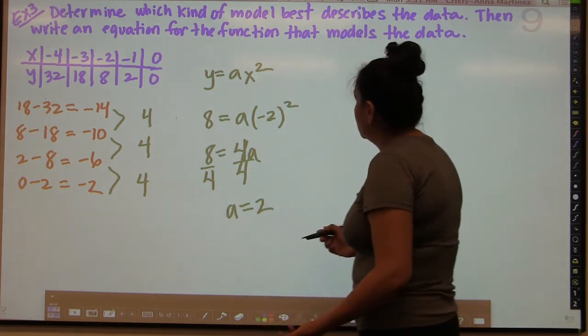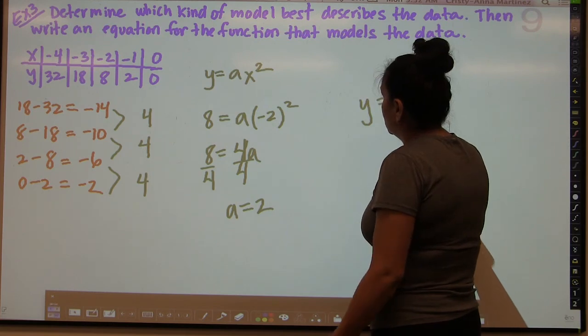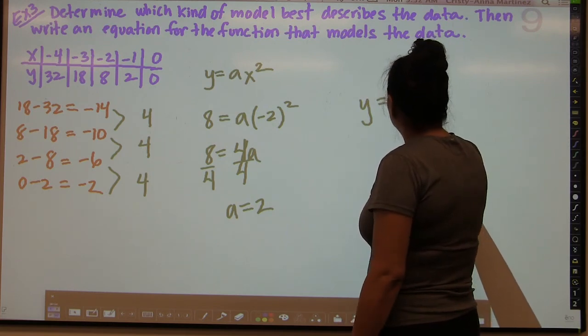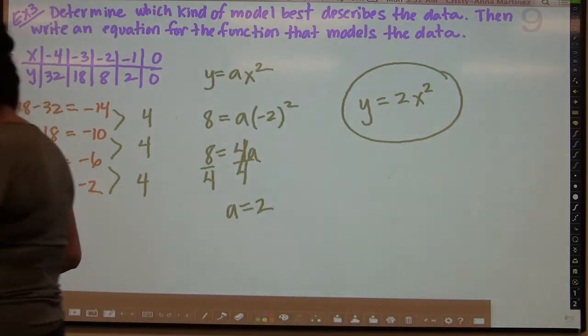Now that I know that a equals 2, I can plug it into my original formula, and my equation for the function will be y equals 2x squared. This is the equation that models the data.